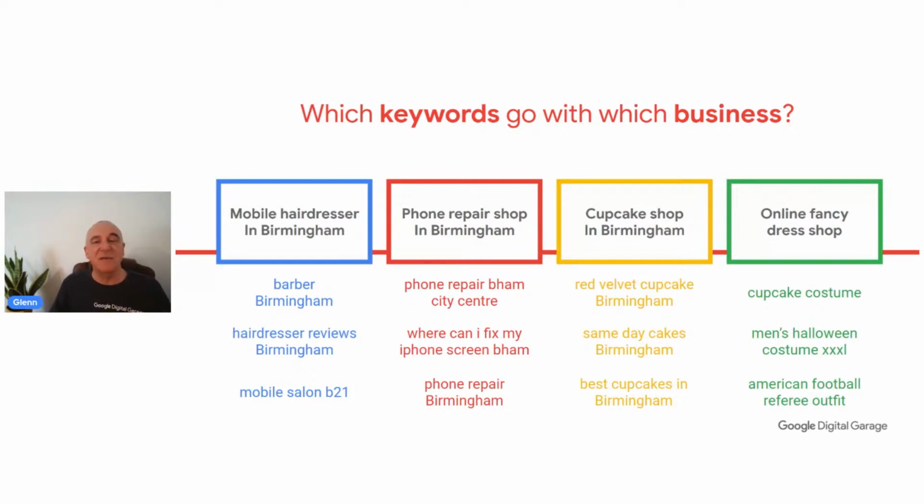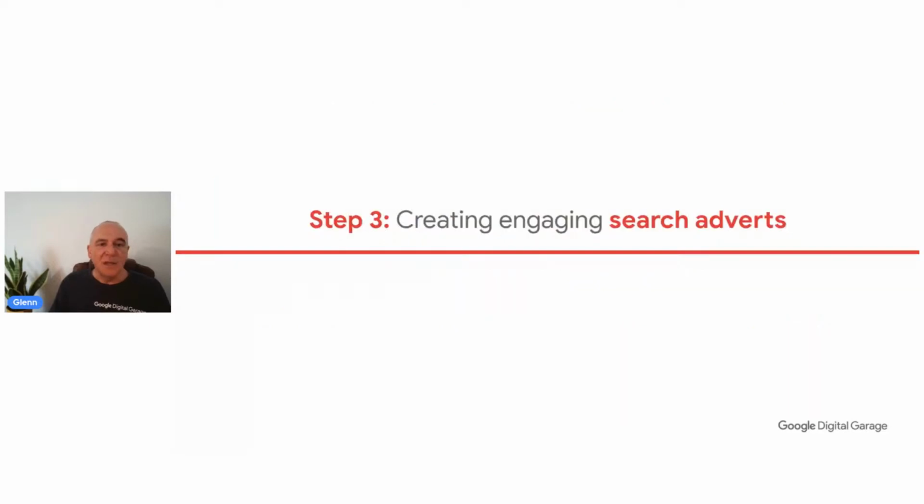If you can be objective about your online journey and the online journey that you want to provide to your customers, you're going to have an easier time, as objective as you can in terms of what is going to work for your customers, what they're looking for, and what their challenges actually are. So step 3 is going to be creating engaging search adverts.